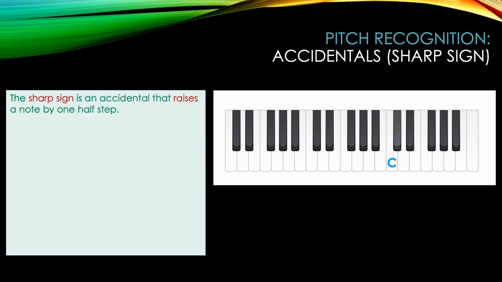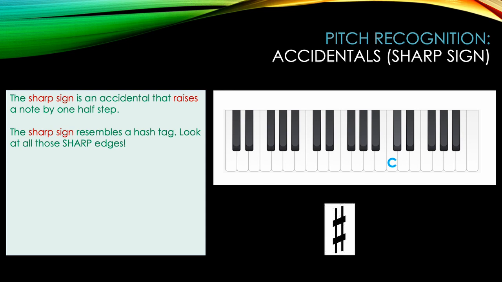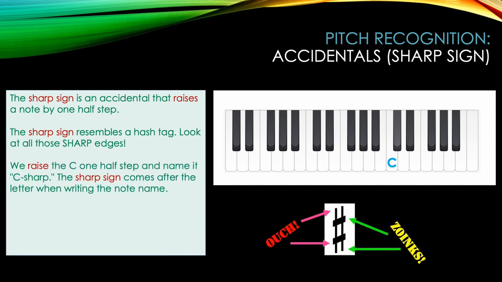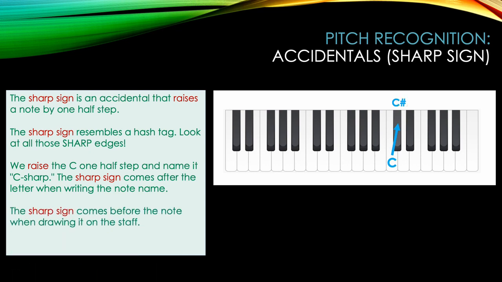The sharp sign is an accidental that raises a note by one half step. The sharp sign resembles a hashtag. Look at all those sharp edges. We raise the C one half step and name it C sharp. The sharp sign comes after the letter when writing the note name. The sharp sign comes before the note when drawing it on the staff.